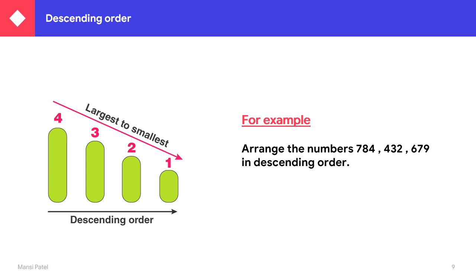So your descending order for these numbers is 784, 679 and then 432.